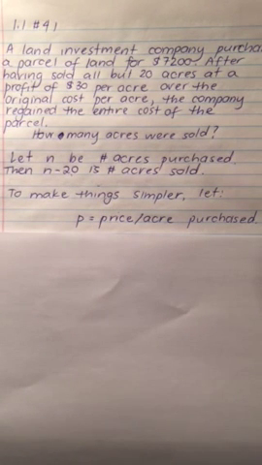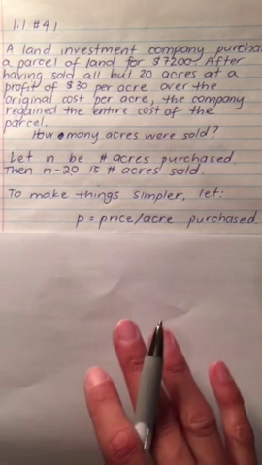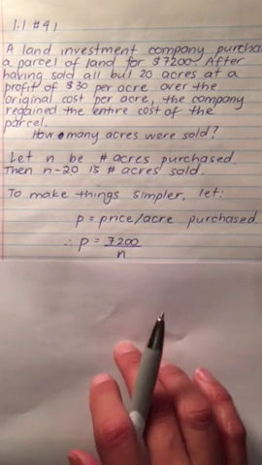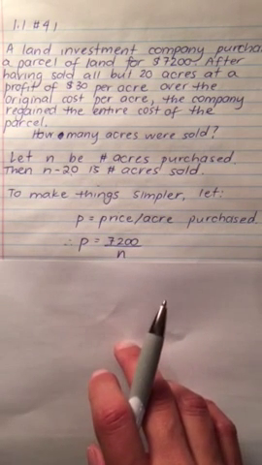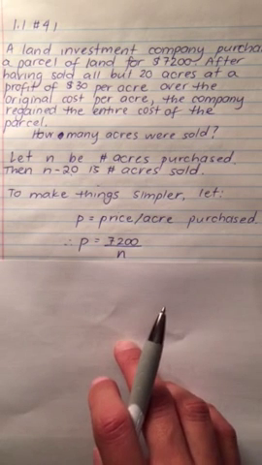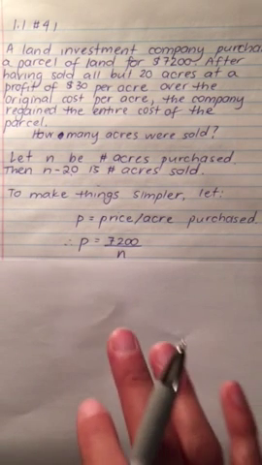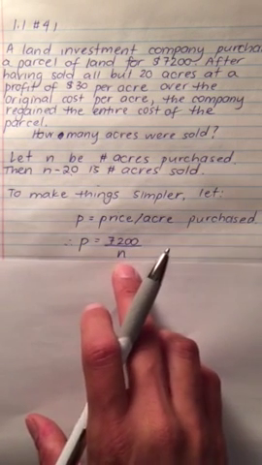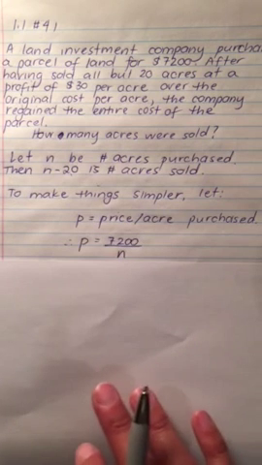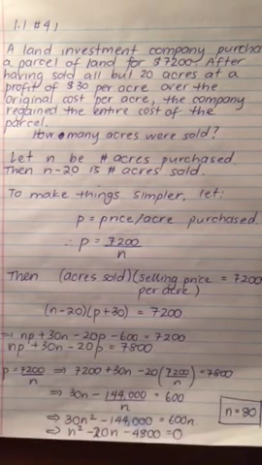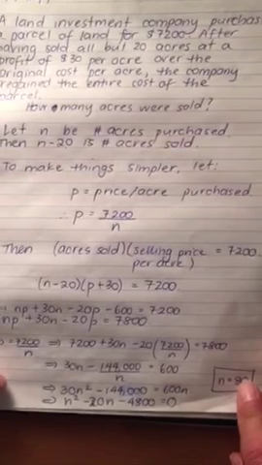To make things simpler, we're also going to introduce another variable. We're going to let P equal the price per acre, and I mean the purchase price per acre. Originally, we bought the whole parcel for $7,200, so each acre would cost the land investment company $7,200 over n. That's just going to help me with simplification. It's not going to be another real variable. Everything does depend on n, but I found it easiest to do this way. All right, so here's the solution, so we'll go through it step by step.